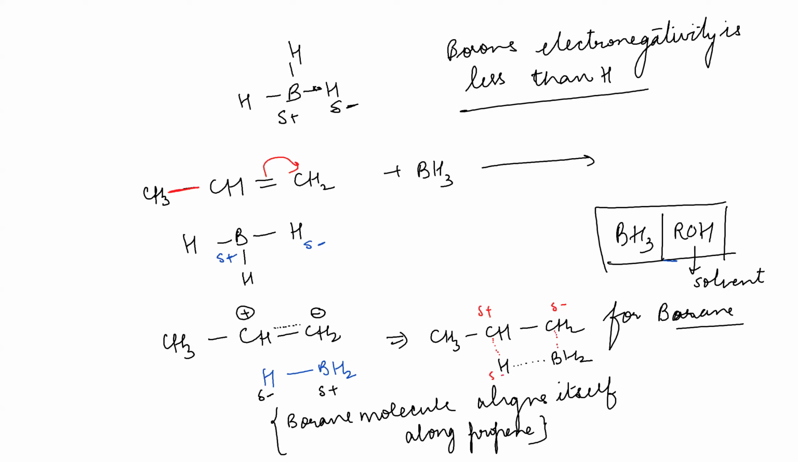So this is a four-member transition state. These kinds of questions are asked: what kind of transition state is actually formed? It's a four-member transition state that is formed in hydroboration oxidation. Hydroboration oxidation, I call it HBO for short. All right, fine. Any doubts in this?